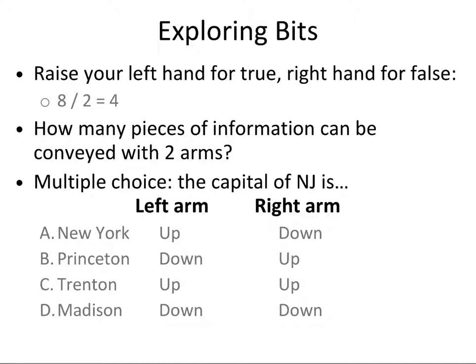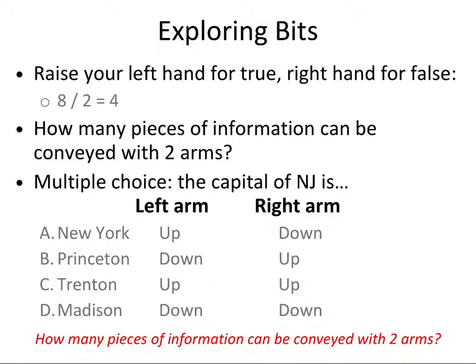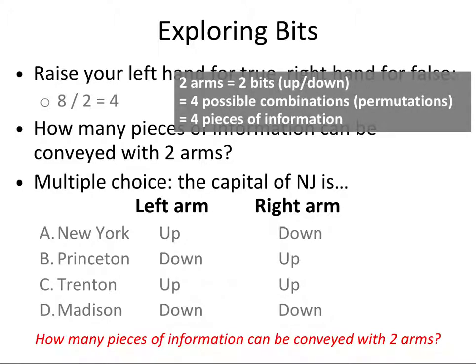So let's think about that for a minute. How many pieces of information can be conveyed with 2 arms? Well, 2 arms gives us 2 bits, and each bit, each arm, can be up or down, which gives us 4 possible combinations, if you're more mathematically inclined, permutations, and therefore 4 pieces of information can be encoded with our 2 arms.